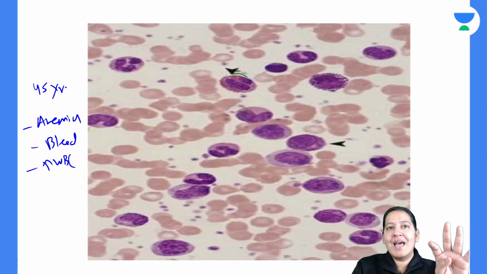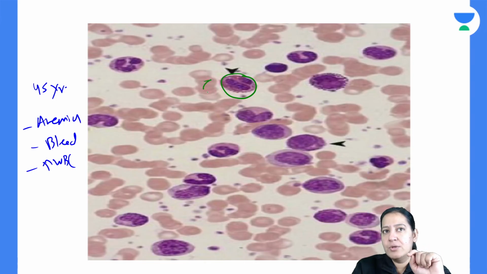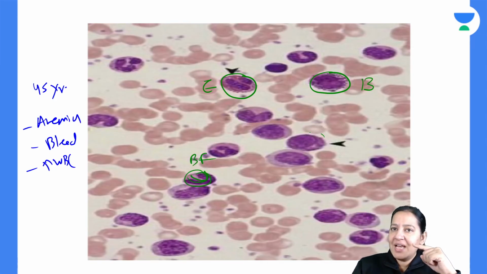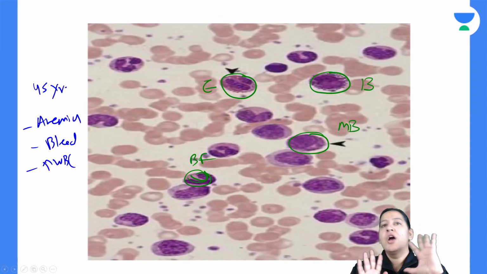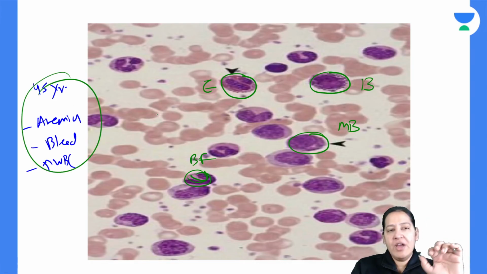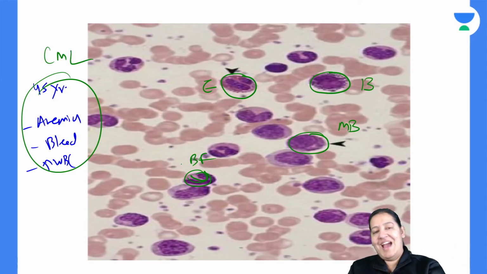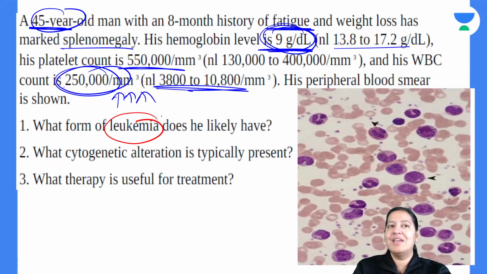Can you see what cell is this with red granules? It is an eosinophil. What cell is this with black or blue granules? It is a basophil. And what cell is this with a C-shape? It is a band form. What cell is this with a high NC ratio? It is a myeloblast. Now, based on the mixture of cells and clinical history, of course, we all know the diagnosis is CML. So my answer here is CML.